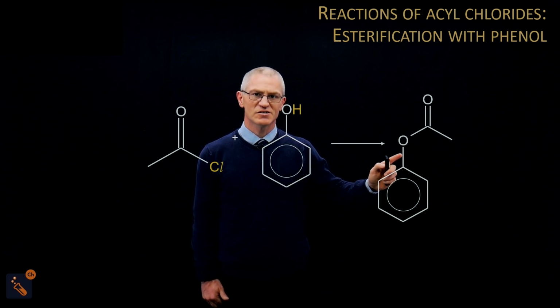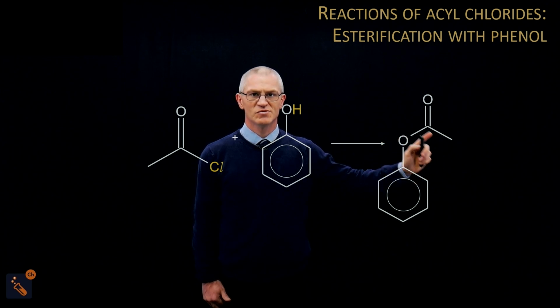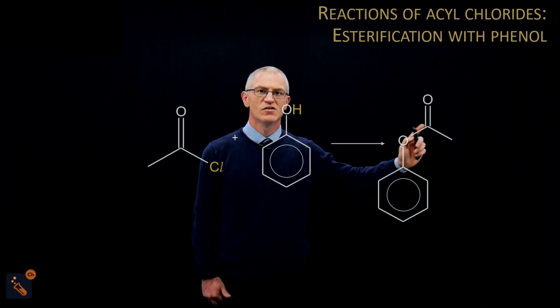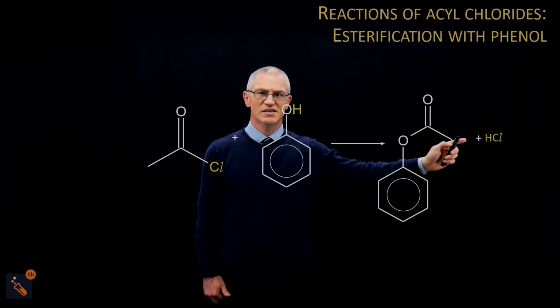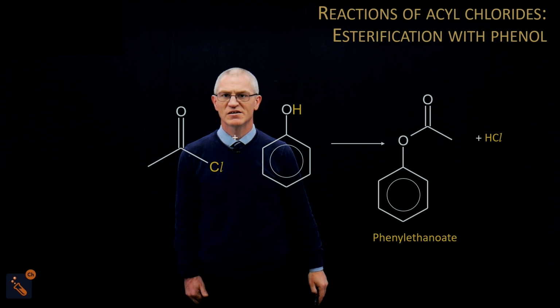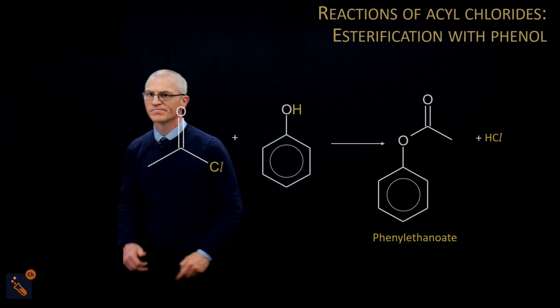So if you're naming this, this would be phenyl, and then you have the stem chain, which is from the carboxylic acid or the acyl chloride, which is ethanoate. And you also make this HCl. So here's your name, phenyl ethanoate.